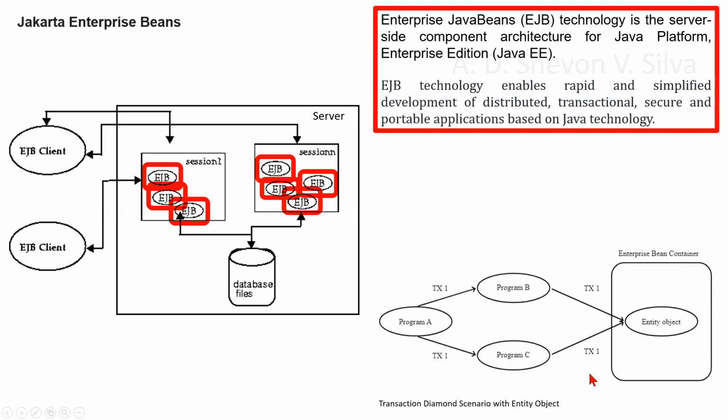Now we are considering the transaction diamond scenario with an entity object. An entity object may be accessed by multiple clients in the same transaction. For example, program A may start a transaction, call program B and program C in the transaction context, and then commit the transaction. If programs B and C access the same entity object, the topology of the transaction creates a diamond.